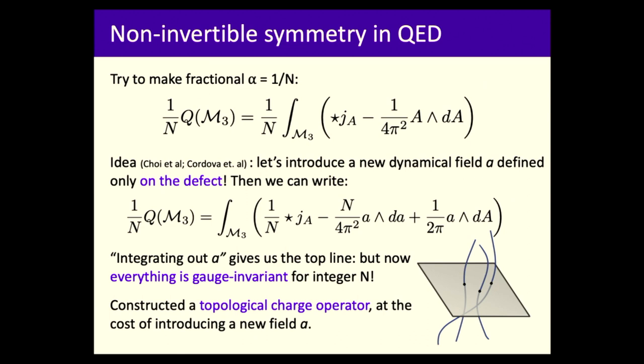This is a zero-form charge, so it's just counting axial charge. Because this is integrated over a three-manifold, the charge operator is counting the axial charge. This is a fancy version of the axial charge. So what I have done is I have constructed a new topological charge operator at the cost of introducing a new field a.